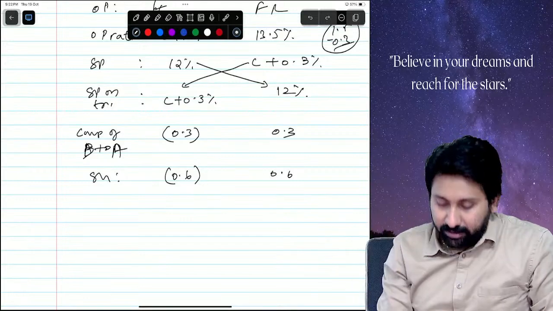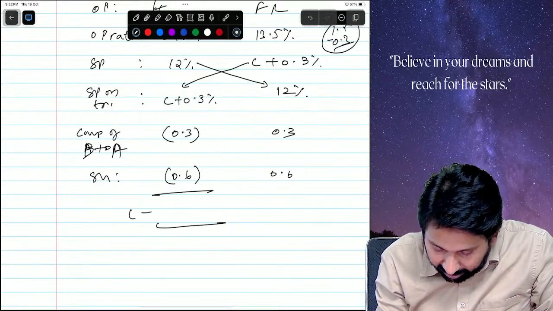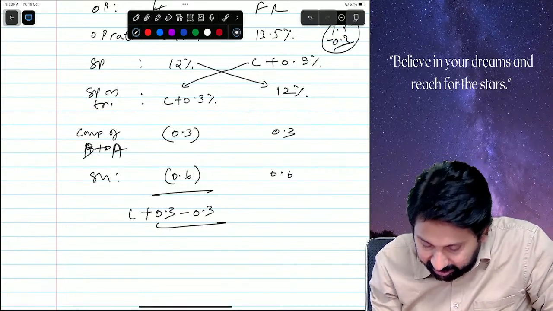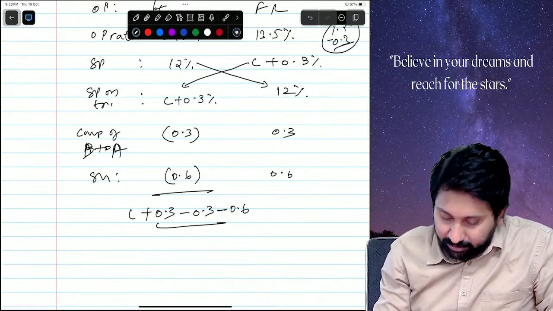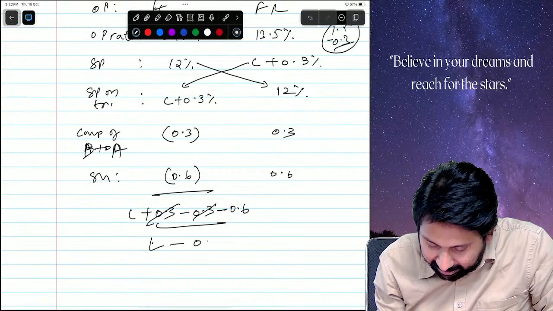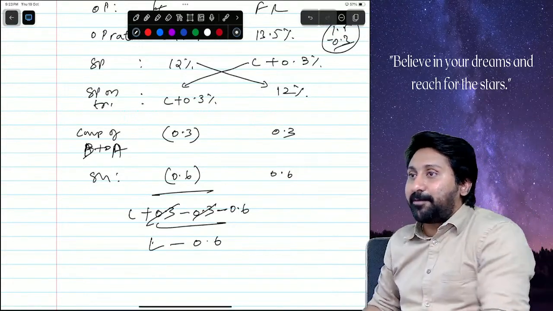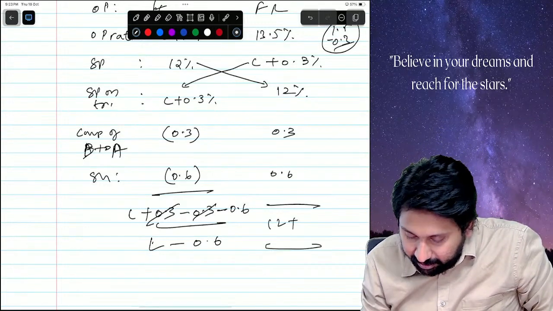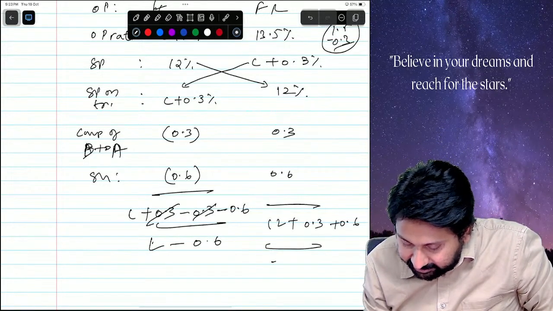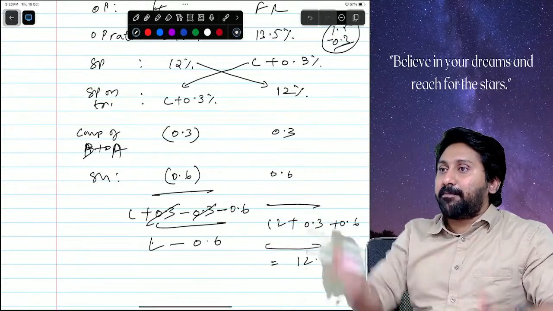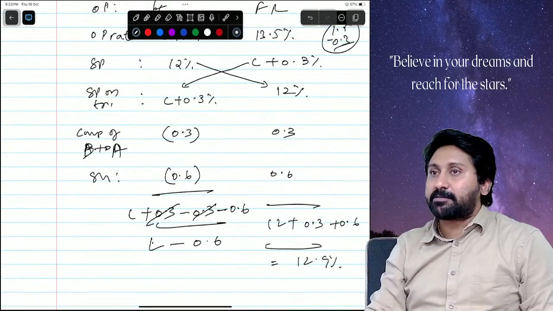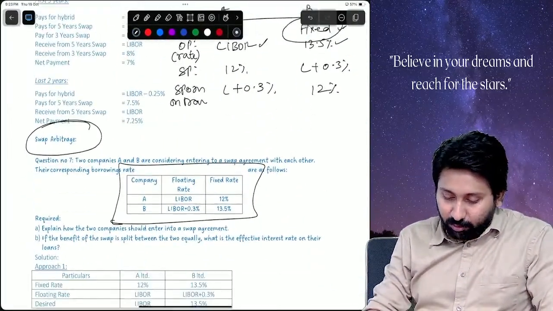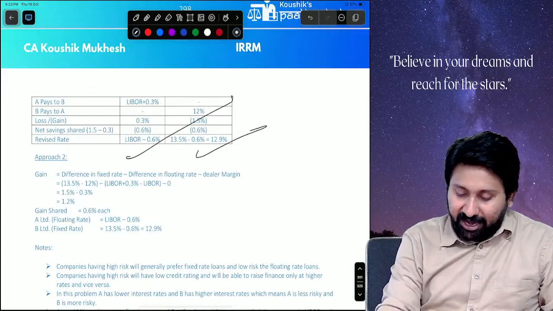Who? B. Tell me net: LIBOR plus 0.3 minus 0.3 minus 0.6. So 0.3 and 0.3 cancel. My LIBOR became LIBOR minus 0.6. For his transaction, let us see: 12 plus 0.3 plus 0.6. Technically 12.9. From 13.5 it fell to 12.9. That's how they will swap the liabilities. Understood the point or not? This is how original transactions in real life are happening.